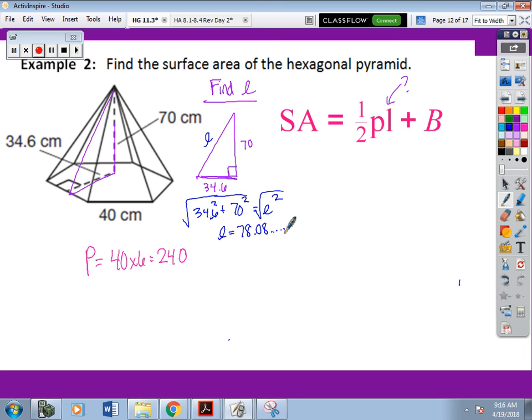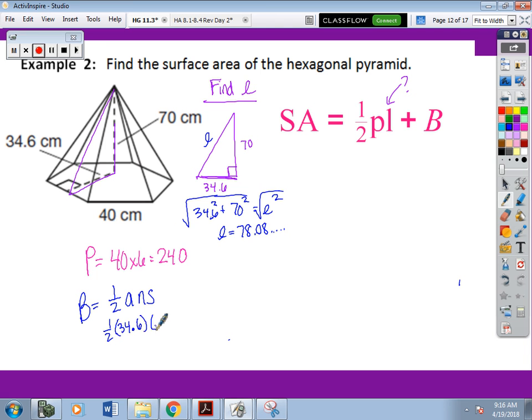And then we still need to find out what B is. B is the area of the base, which is a hexagon. So we'll have 1/2 A N S. And this one isn't really bad because they give us the apothem, the side length, and the number of sides. So we just have to substitute it. Our apothem was given to us. That's this little dashed line, 34.6.